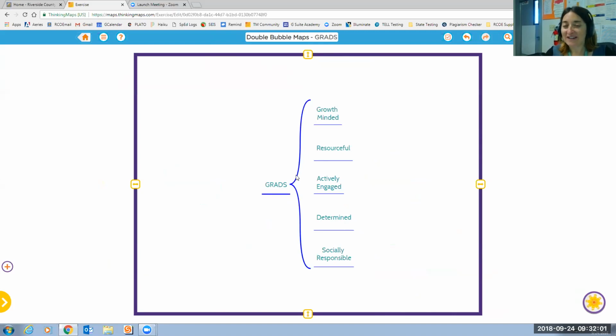All right, so on here, I've got what GRADS is, and I've broken down each of the components. If you recall, GRAD stands for growth-minded, resourceful, actively engaged, determined, and socially responsible. Now I just have to take a short little bird walk with you guys. I have been focusing so much on GRADS this year that I'm seeing it everywhere in my life. This morning, I saw my dog do something and I looked at him and I said, hey, you're using GRADS.